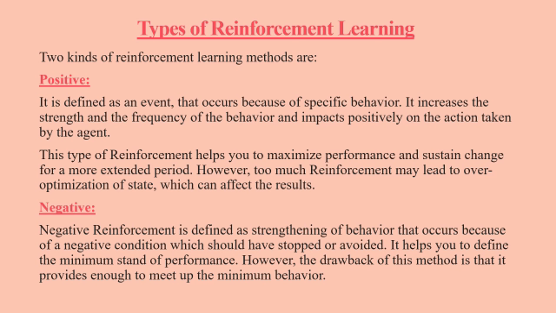The second method is negative reinforcement learning. Negative reinforcement is defined as strengthening of behavior that occurs because of a negative condition which should have been stopped or avoided. It helps you to define the minimum standard of performance. However, the drawback of this method is that it provides just enough to meet the minimum behavior.